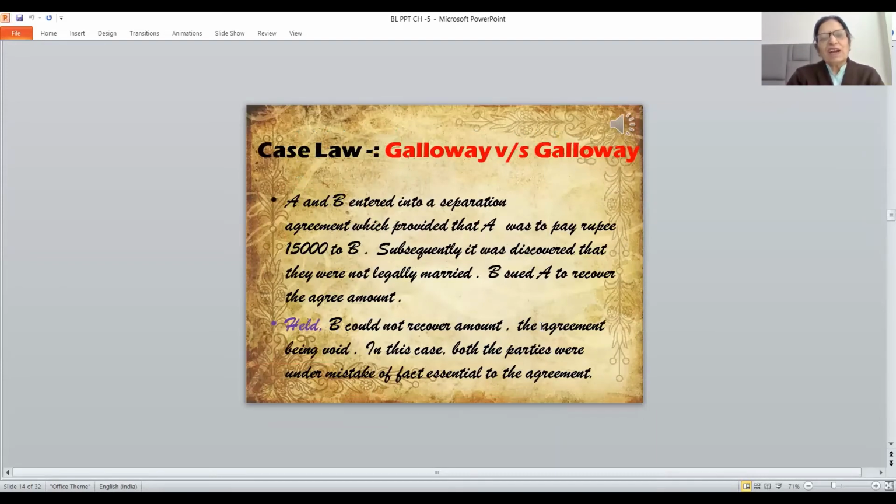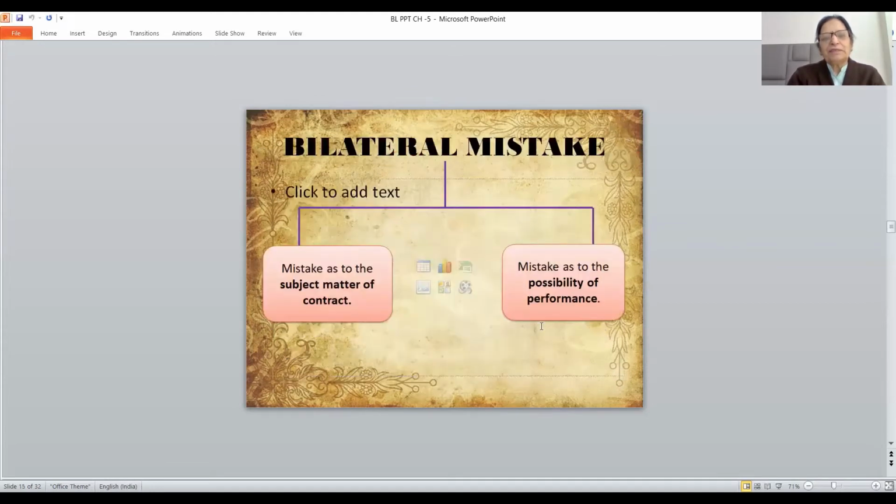Now, there is a case law regarding this, Galloway versus Galloway. A and B entered into a separation agreement which provided that A was to pay rupees 15,000 to B. Subsequently, it was discovered that they were not legally married. When they were not legally married, then the question of payment does not arise. So B sued A to recover under the agreement. It was held in the court of law that B could not recover the amount, the agreement being void. In this case, both the parties were under mistake of fact, which was essential to the agreement.